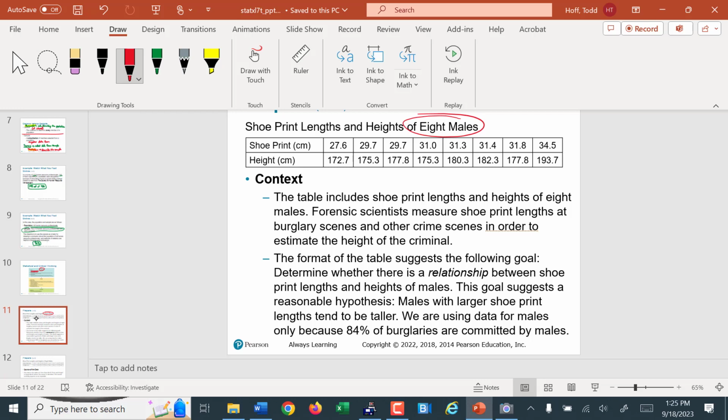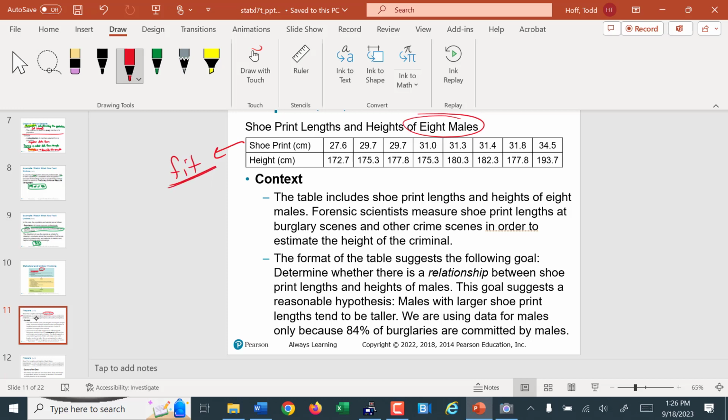This came originally from crime scene investigation. If they found shoe prints in the yard or on a carpet or whatever, can they predict the height of a suspect based on the size of that shoe print? One assumption that is being made here, of course, is that the shoes fit.